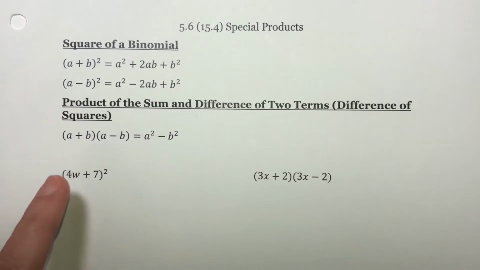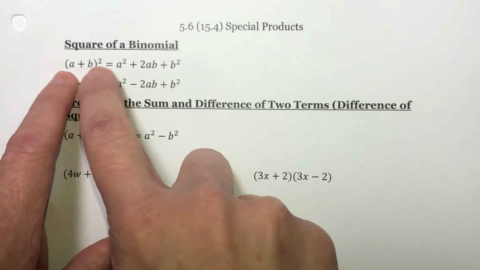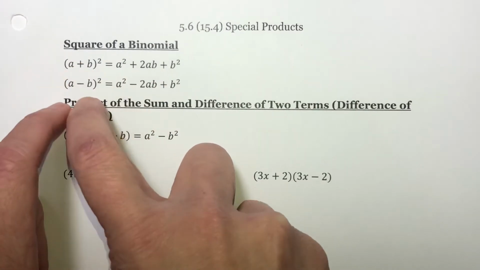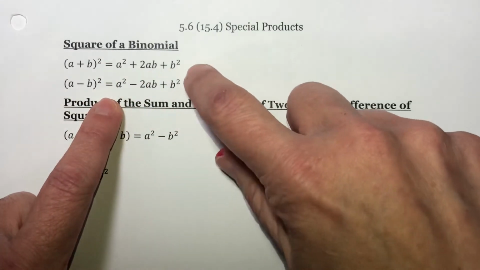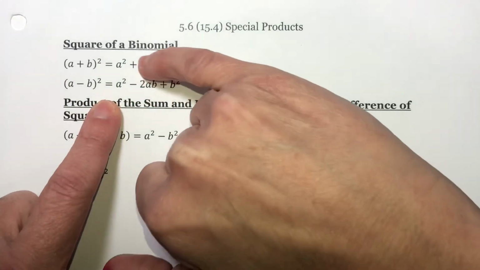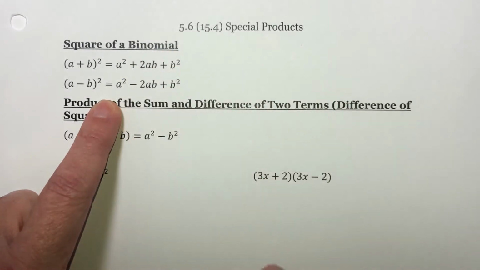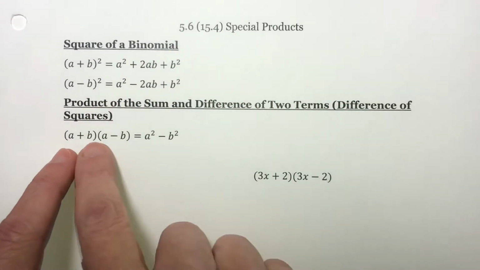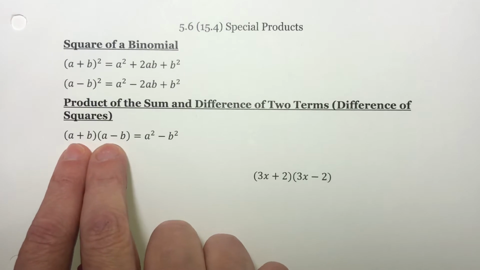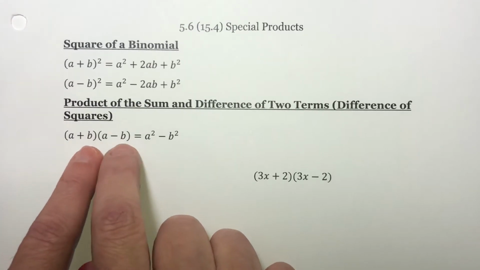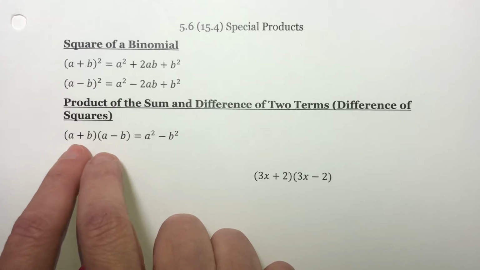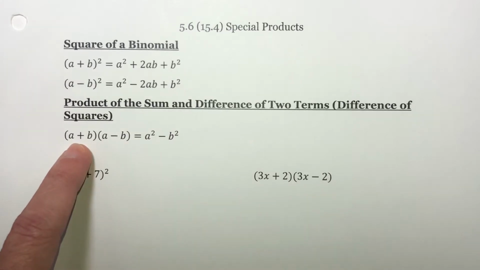The thing to recognize here, like I said, you have a binomial squared, signs in the middle. Notice these formulas are virtually the same. The only difference is this one has a plus and this one has a minus. For this one, we're multiplying two binomials. They have exactly the same terms. The first term is the same, the second term is the same. But we have a plus in one and a minus in the other.